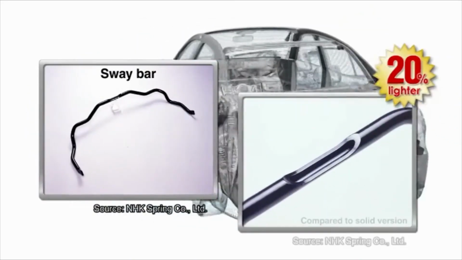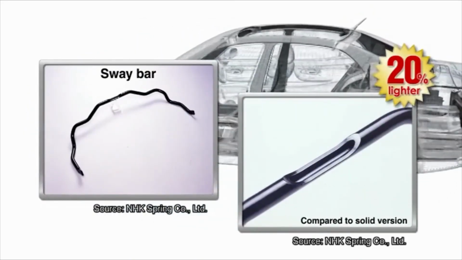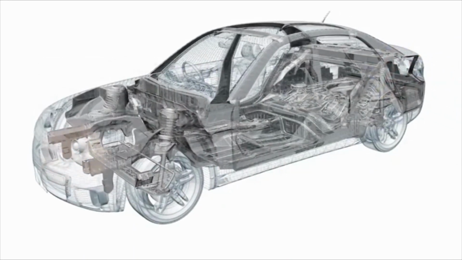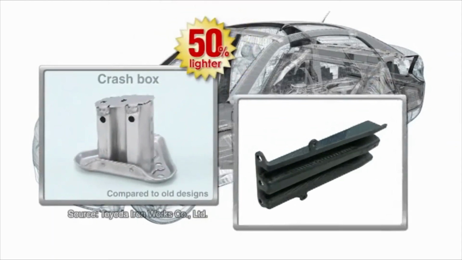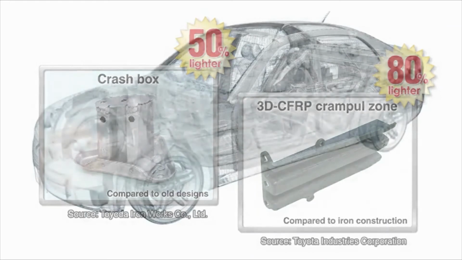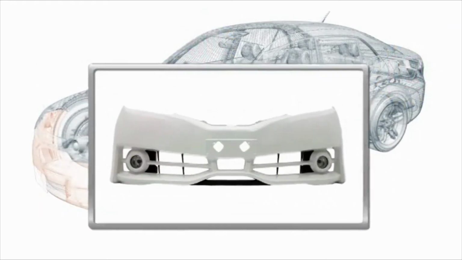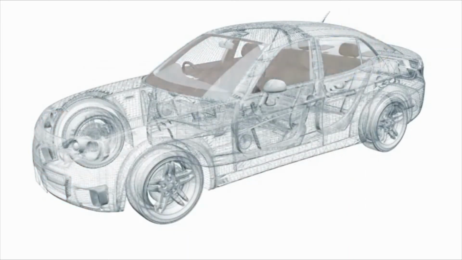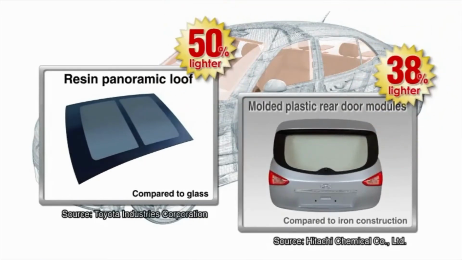In other areas, the sway bar, a part responsible for stabilizing the body, is hollowed out to remove excess weight. Design improvements in the crash box, a safety feature that absorbs the shock during a collision, have also resulted in significant weight reduction. The bumper and other body parts are made with lightweight materials like aluminum alloys and urethanes. Constructing sunroofs and back doors with resins also lower the weight substantially.